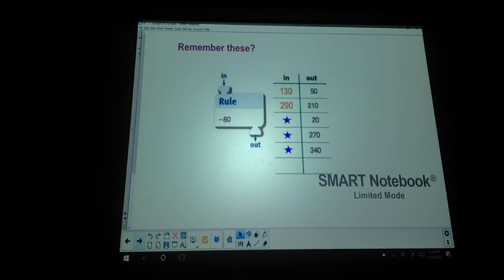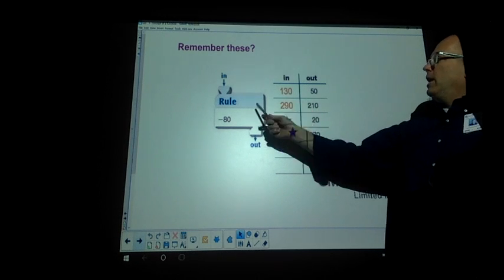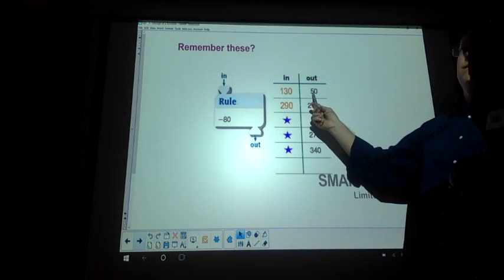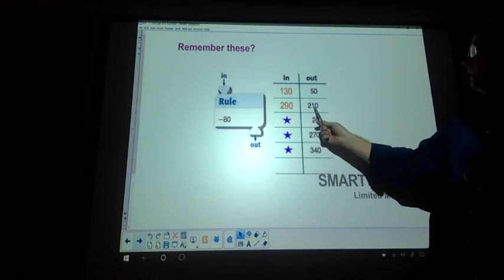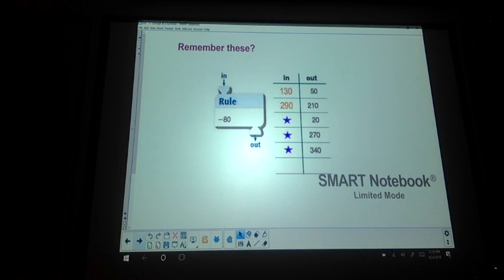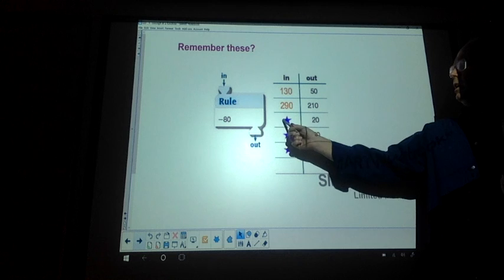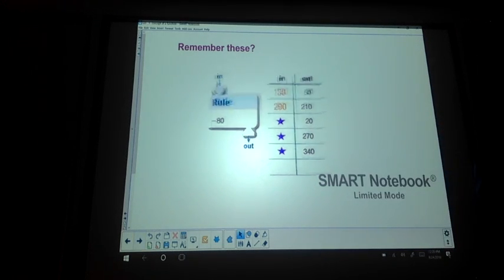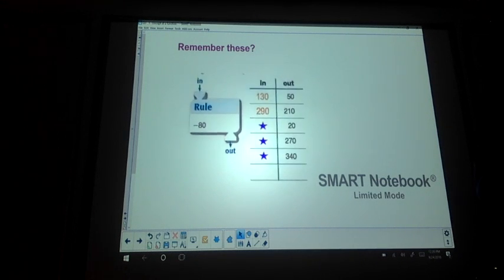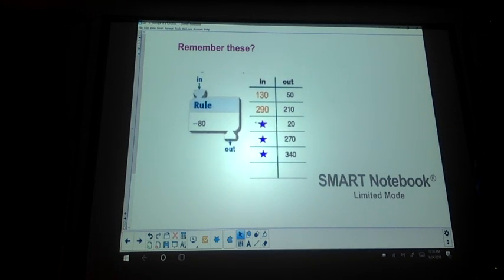All right. Rule. So we have kind of an input and something that takes place as an equation, and then an output. So what's happening is if we plug 130 in, we subtract 80 to get 50 out. If I plug 290 in, subtract 80 and get 210 out. So this rule is we're just subtracting 80 each time. So what do you think this should be if I'm getting 20 out? So this one should be 100. What about this one?